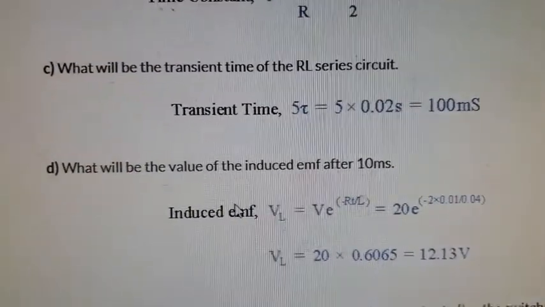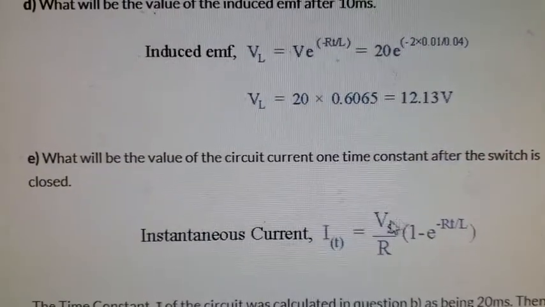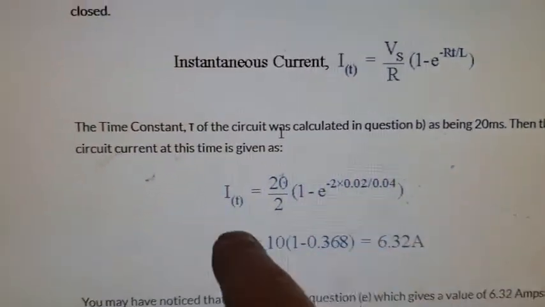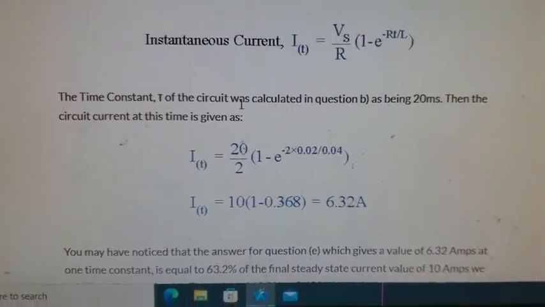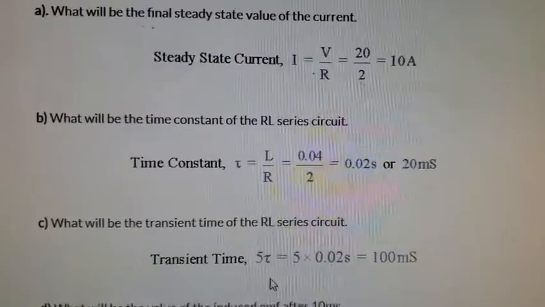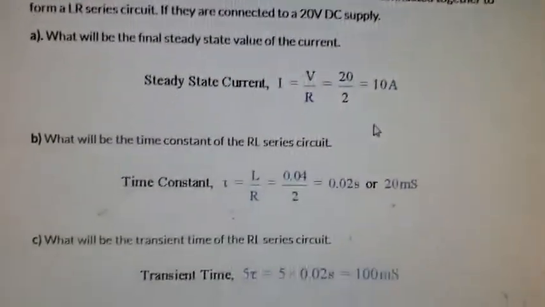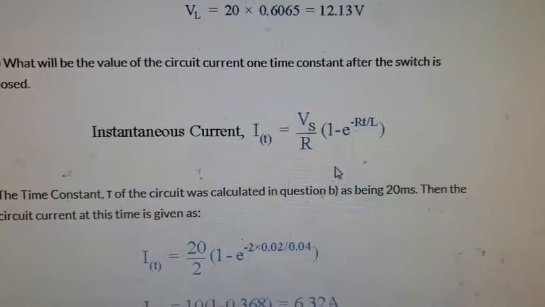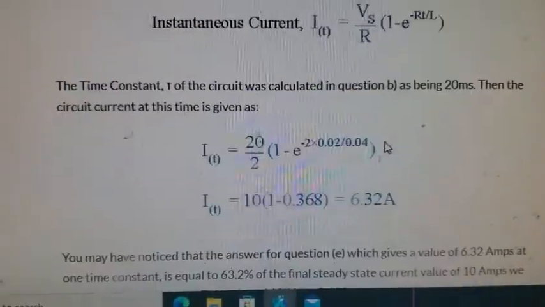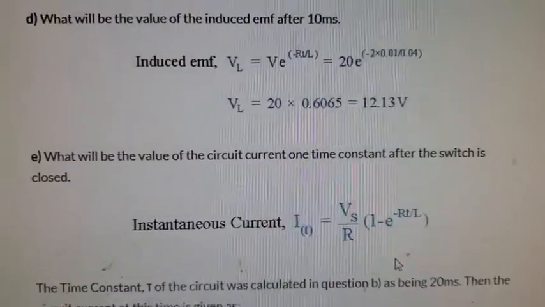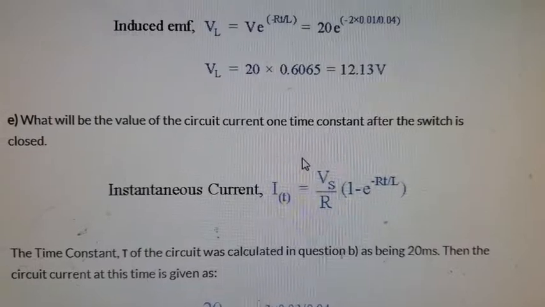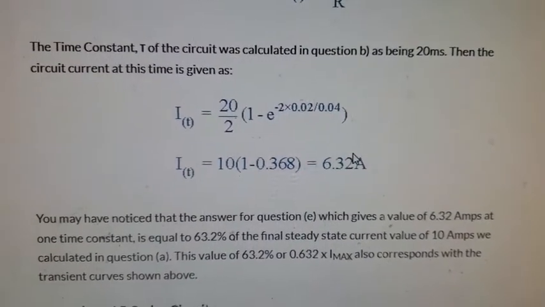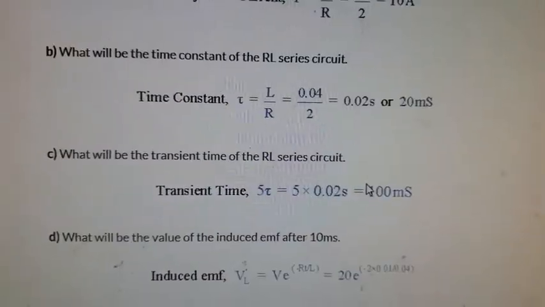What's the transit time then? 100 milliseconds. What's the induced EMF? This is what we're interested in. What's the instantaneous current at 20 milliseconds? And so that's given here. So what we'll do, since they provide this, is use a coil initially with the exact same parameters and plug in the same values here and make sure that we get the same result for instantaneous current, 6.32 amps at 20 milliseconds.